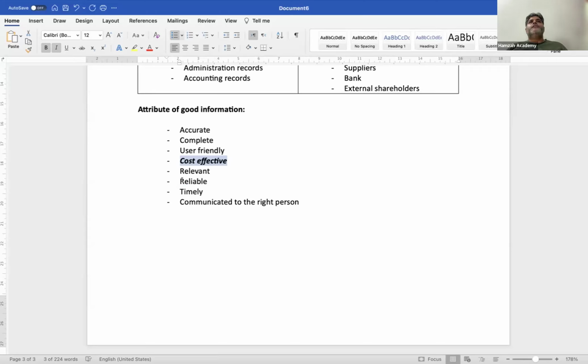And then we have the timely factor as well. Now the timely thing is that when you get the information, you have to ensure that it is on a timely basis as well. If you get information which is late, then you ask yourself, what's the point of having the information now? Because if you had gotten the information in a timely fashion, you could have acted accordingly. But if you get the information late, there's no point in having it, because it's too late now.